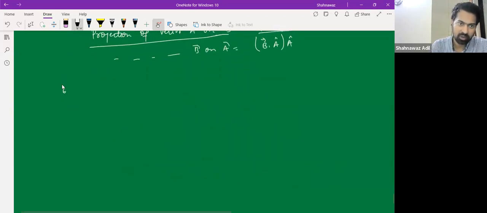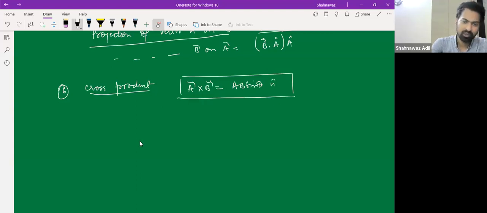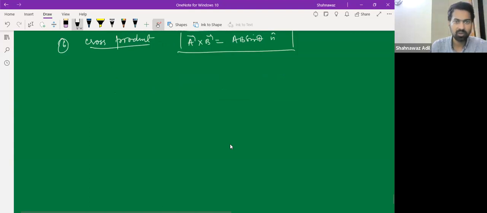And then we learned about this cross product. So in the cross product, we learned that A cross B is simply AB sine theta n. Okay, so much we had learned. This was a quick revision of whatever we have learned so far.